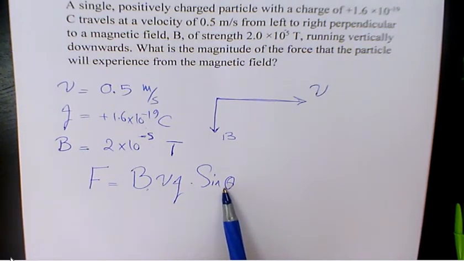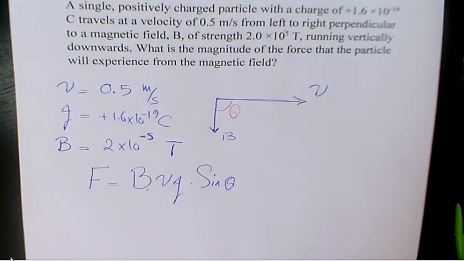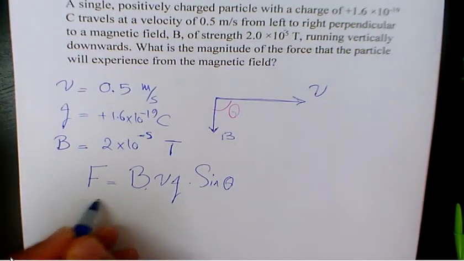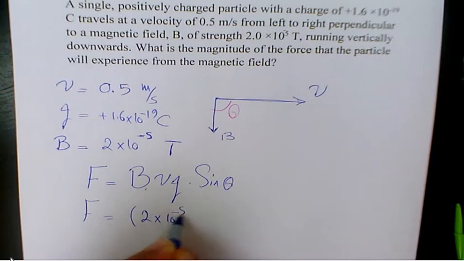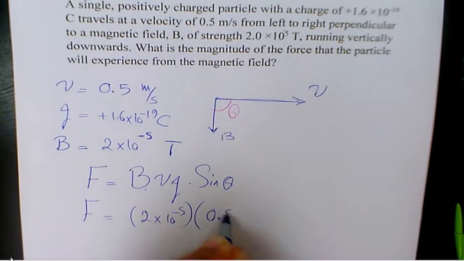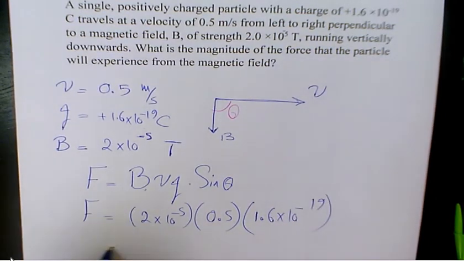The angle between velocity of particle and magnetic field. In this case, that's 90 because it says they are perpendicular. So when they are perpendicular, it means that sine 90 is going to be 1. So we have maximum force in this case. B is 2 times 10 to the power of negative 5. V is 0.5 meters per second. And this one is 1.6 times 10 to the power of negative 19.